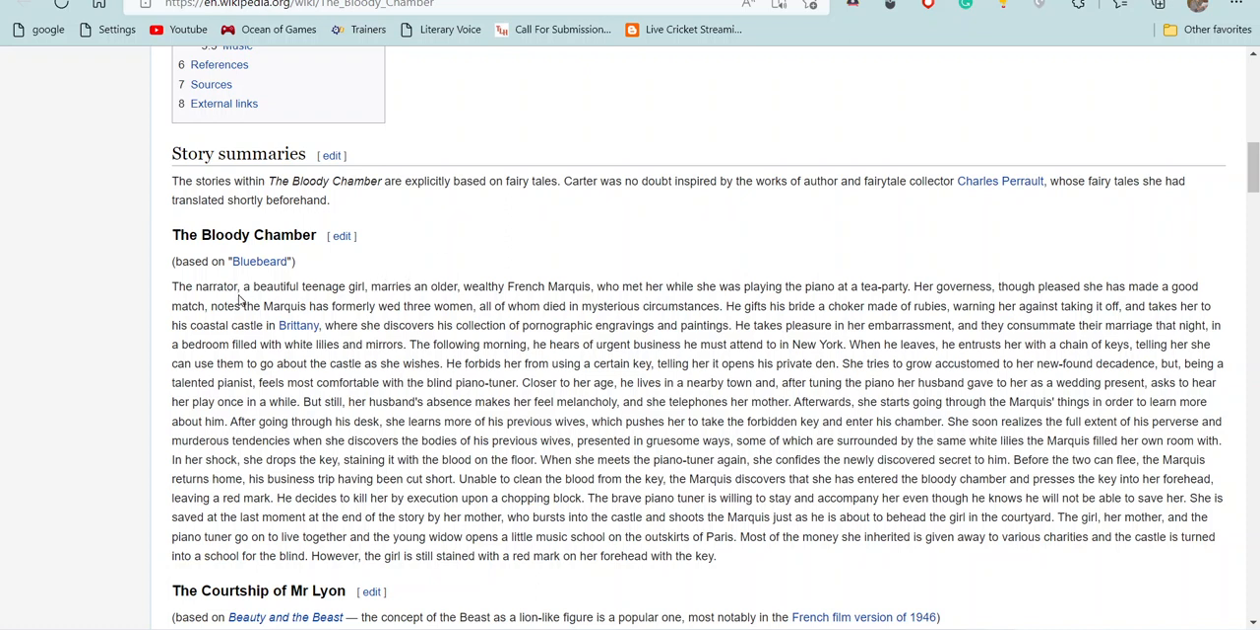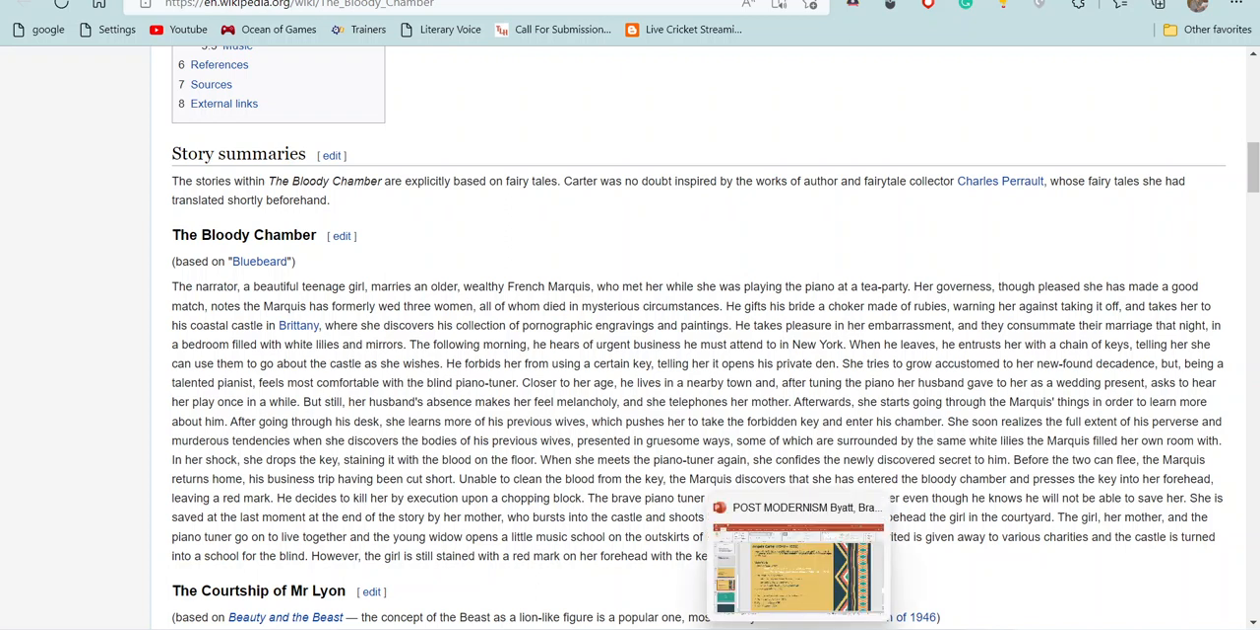In it, the narrator, a beautiful teenage girl, marries an older wealthy French marquis who met her while she was playing the piano at a tea party. Her governess, though pleased she has made a good match, notes the marquis has formerly wed three women. This teenage girl marries a person she thinks is a very good person. He is old, but he is good. But later on, she realizes the marquis has already been married three times, and none of his wives survived. They died in mysterious circumstances. That's why the title is The Bloody Chamber. So read the plot. This is very interesting, doesn't it? Seems like a very interesting kind of story.